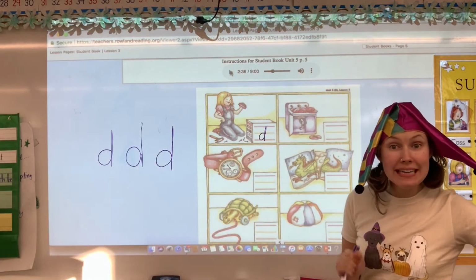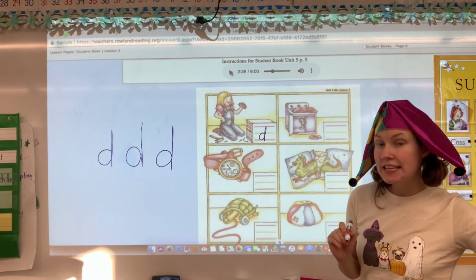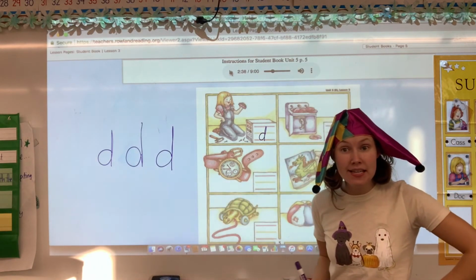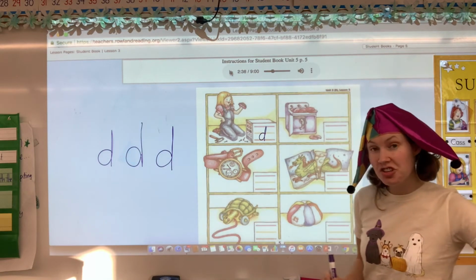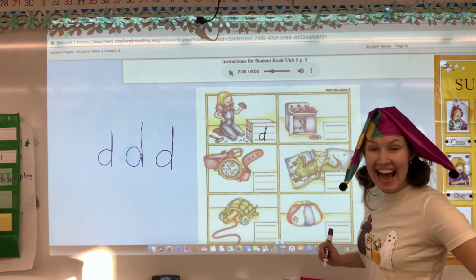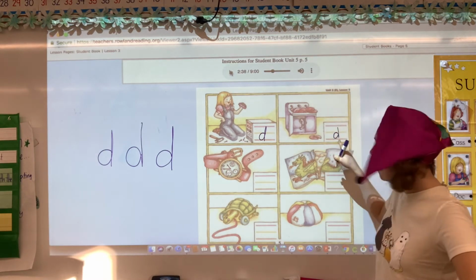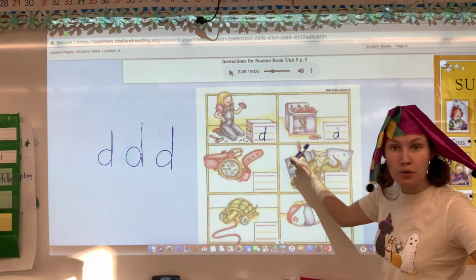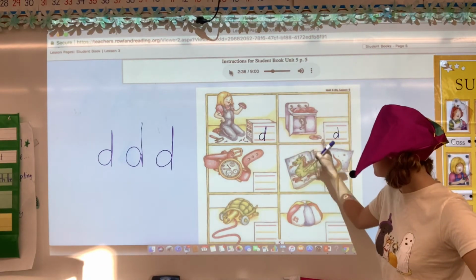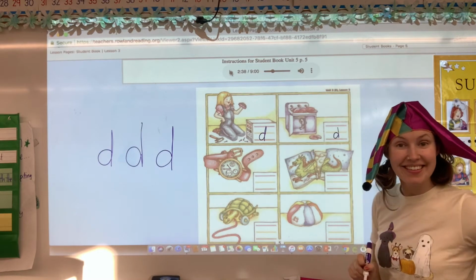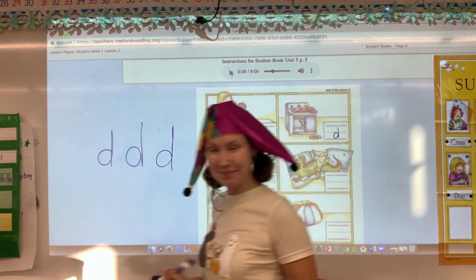Okay, so our word is dish. Dish. Do we hear the letter D sound in dish? Yeah, I do too. So I'm going to mark my lowercase d on the lines next to my dish. See the dish on the ground here? So I wrote a lowercase d on the lines. Nice job. Let's keep going.